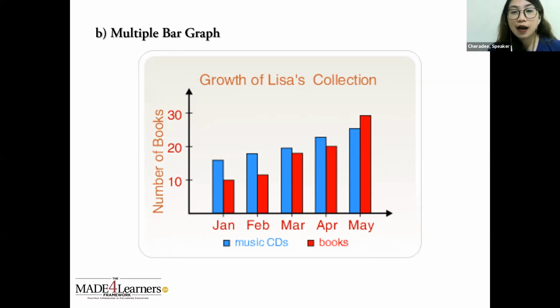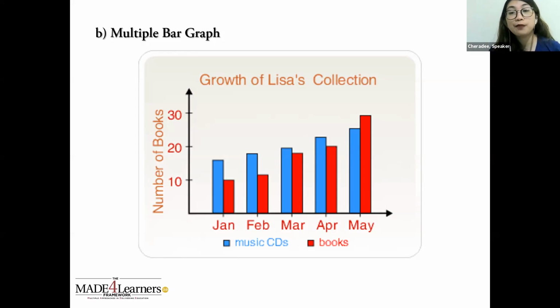This one is a very good example because blue means music CDs, and the red ones are the books. As you notice, Lisa's collection per month is increasing, whether in terms of CDs or books. So that's what you're going to conclude from the graph. That is an example of a multiple bar graph. Again, please use distinctive colors.